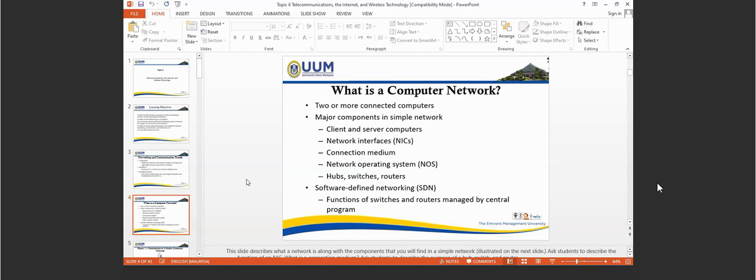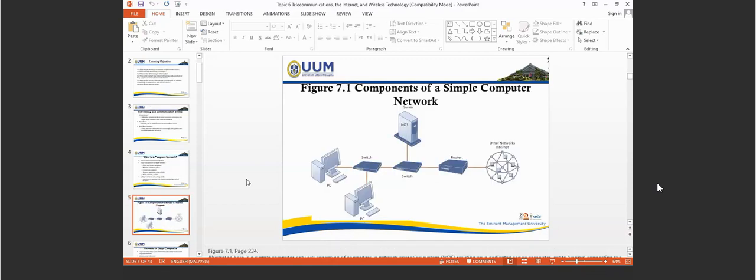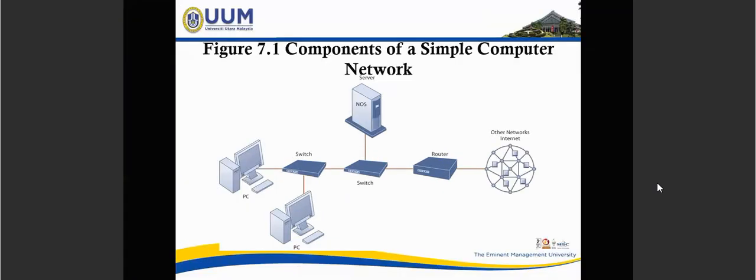What are the components of a simple network? Client and server computers, network interface, connection medium, network operating system (NOS), hub, switch, and routers. You see this? These are the components of a simple computer network.